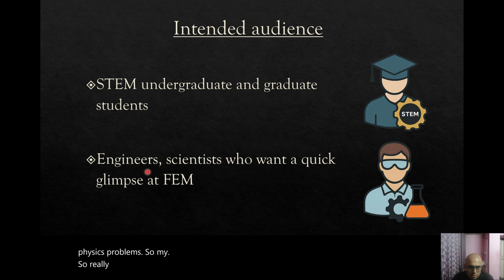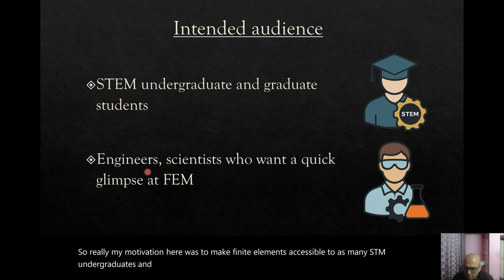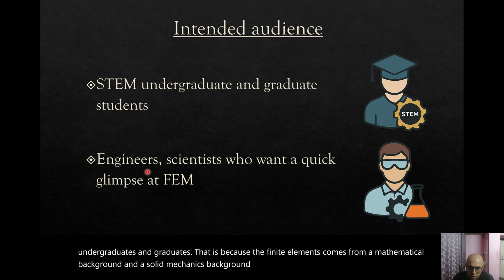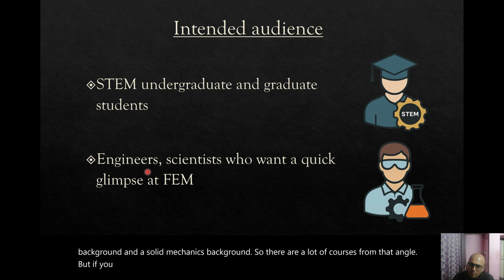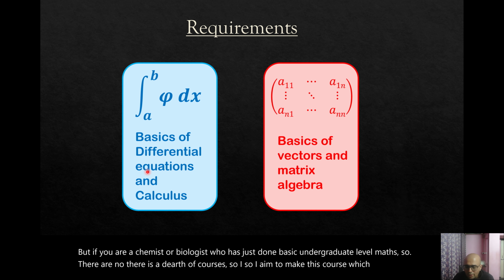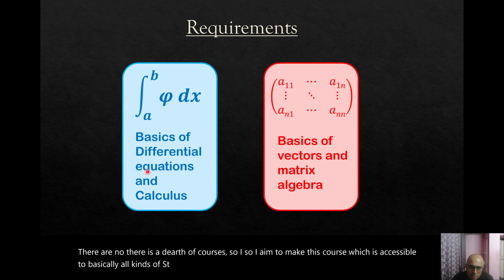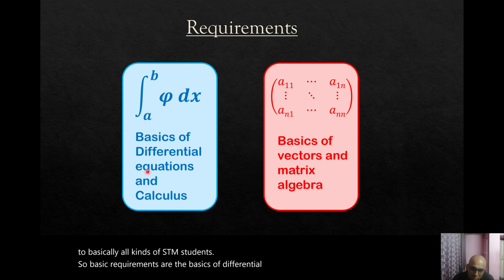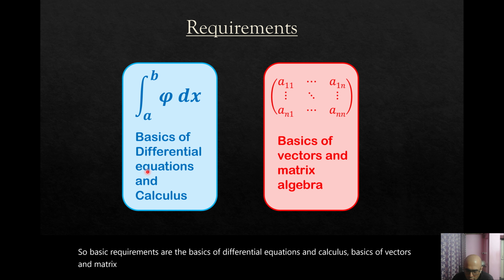So really my motivation here was to make finite elements accessible to as many STEM undergraduates and graduates. That is because finite elements comes from a mathematical background and a solid mechanics background, so there are a lot of courses from that angle. But if you are a chemist or biologist who has just done basic undergraduate level math, there is a dearth of courses. So I aim to make this course accessible to basically all kinds of STEM students. The basic requirements are the basics of differential equations and calculus, and basics of vectors and matrix algebra. These have to be known, but only up to the undergraduate math level.